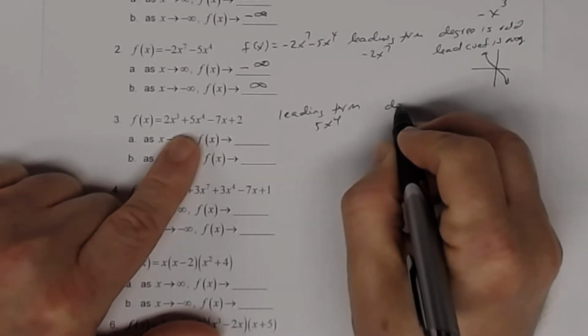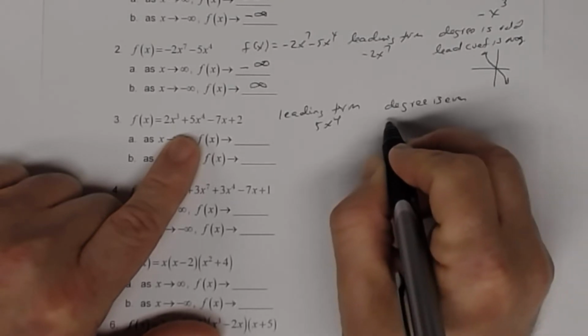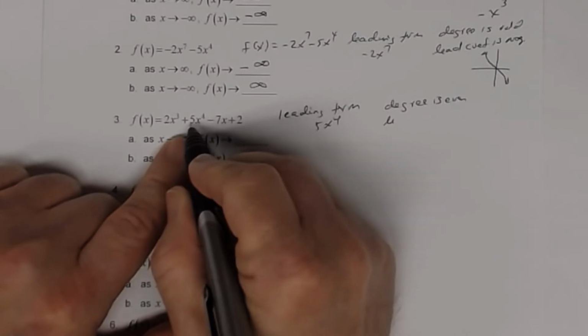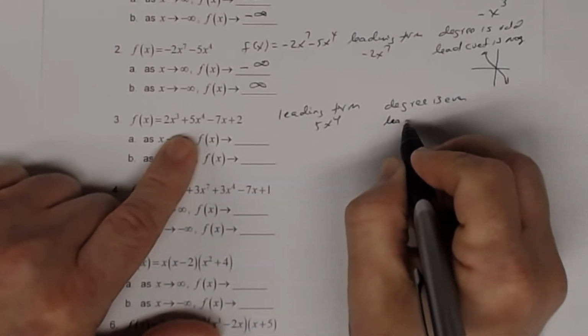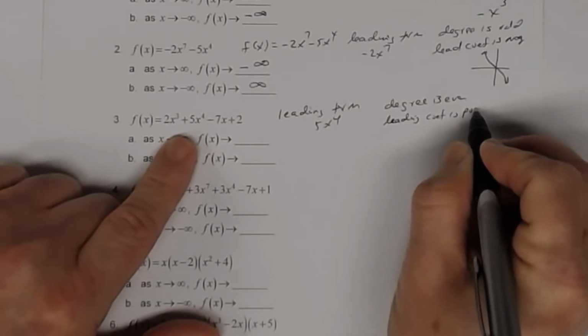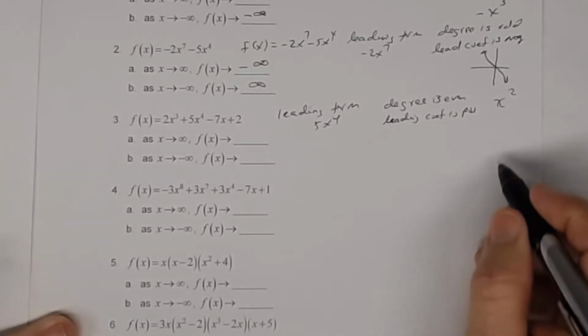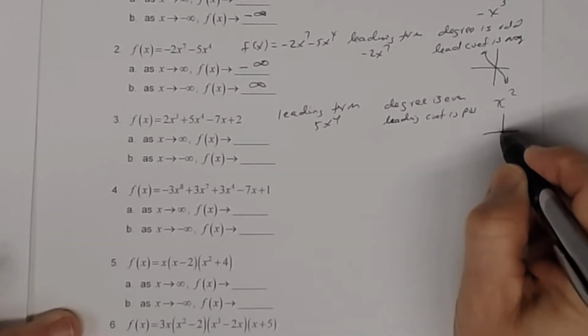So the degree is even, right? The degree is even, and my leading coefficient is 5. So that's positive. Leading coefficient is positive. So for that one, we're going to look at x squared, and I know that x squared looks like this.